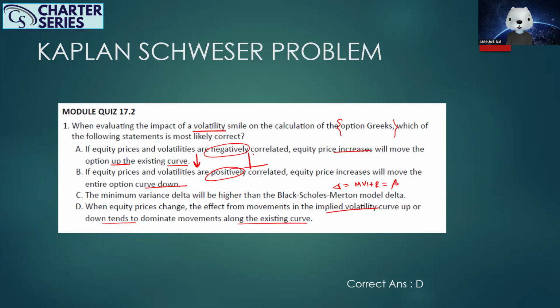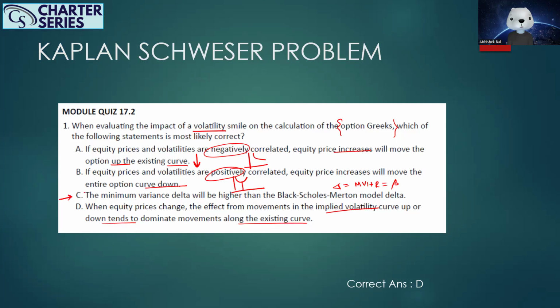Remember those volatility smirks? I told you about this. If equity prices and volatilities are positively correlated, equity price increase will move the option curve down. No, it is also not the case. Remember, we talked about the volatility smile. And the third is that the minimum variance delta, MVHR, minimum variance delta or minimum variance hedge ratio, one and the same thing, will be higher than the Black-Scholes-Merton model.